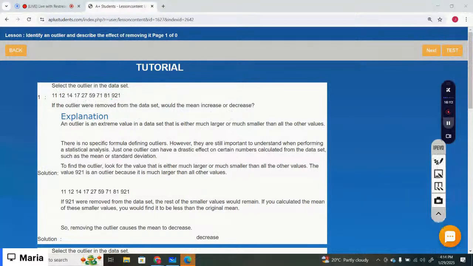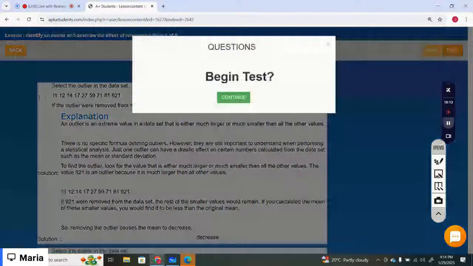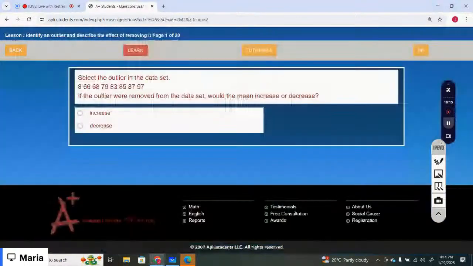Let's just start with the test questions. Select the outlier in the dataset. If the outlier were removed from the dataset, would the mean increase or decrease? So which is the correct option?